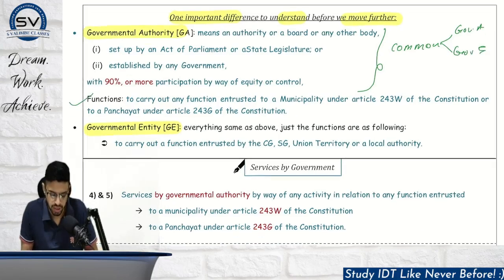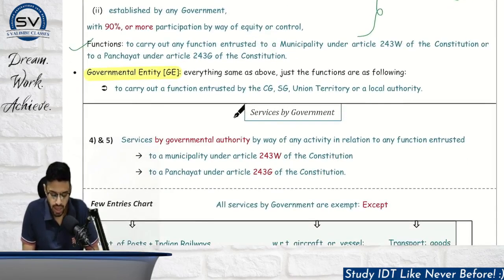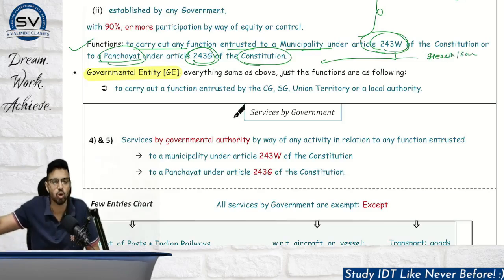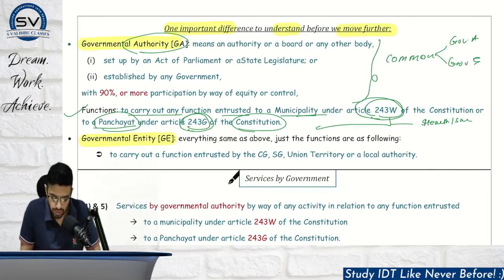The difference is in the functions. Government authority has to carry out functions entrusted to a municipality under 243W or 243G of the Constitution. Basically to panchayat under 243G or municipality under 243W. These services you don't have to learn. These are basically health, sanitation, cleanliness, all the local authority functions which are covered. So any body which is performing these kind of functions is a governmental authority.